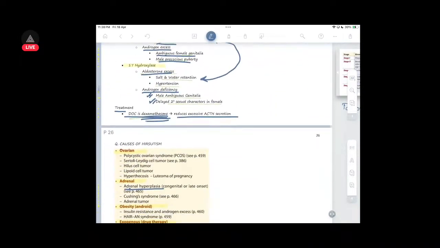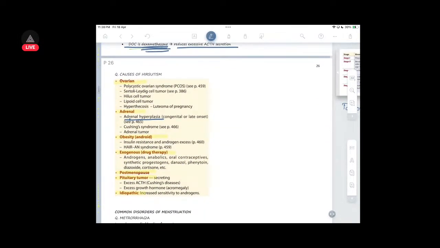Just provide dexamethasone. Okay, it leads to hirsutism, because hirsutism will occur. Then, the causes of hirsutism: you have ovarian causes, adrenal causes, obesity of the android type, exogenous drug therapy, postmenopausal, pituitary tumor, and idiopathic.